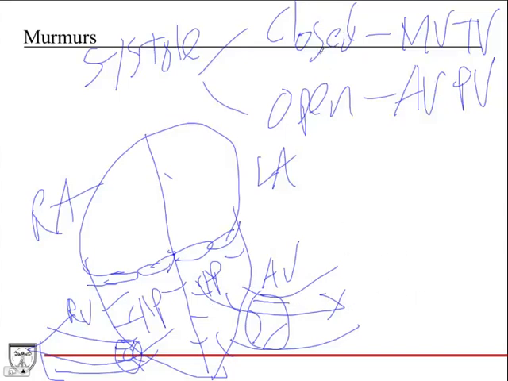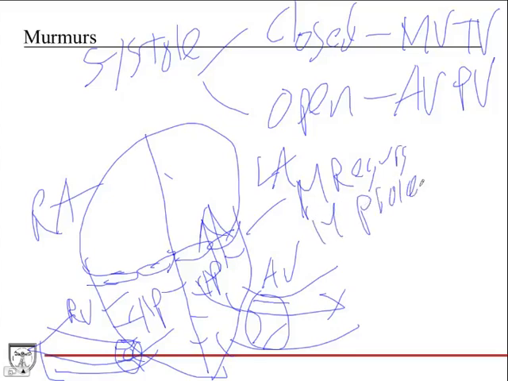So if you're going to hear a mitral valve murmur during systole, it's going to be regurgitation, because the valve's supposed to be closed. If it's not, it's leaking. It's going to be either mitral regurgitation or mitral prolapse, which essentially leads to mitral regurgitation. So that's what you can hear on mitral.